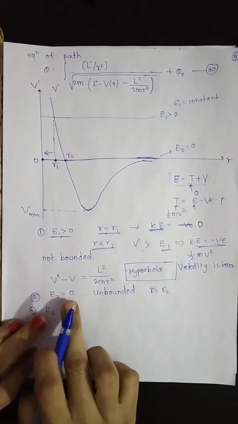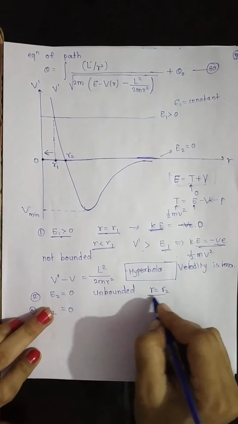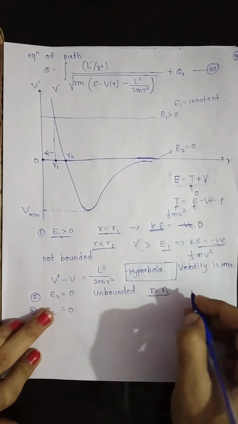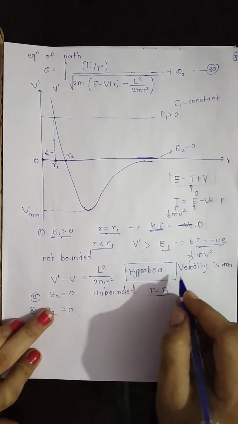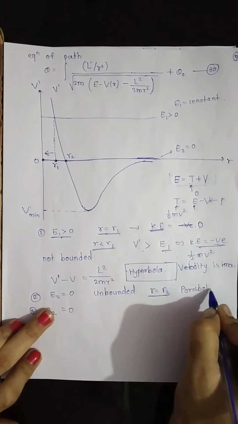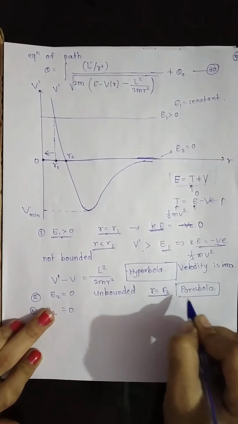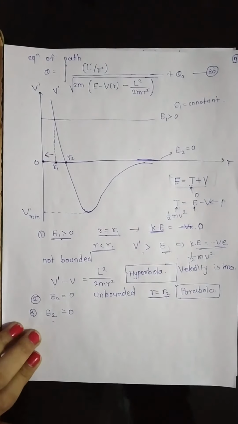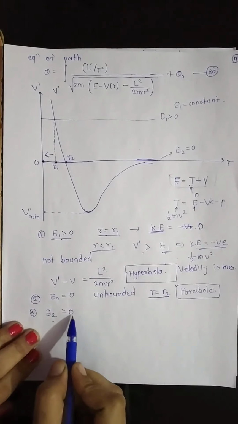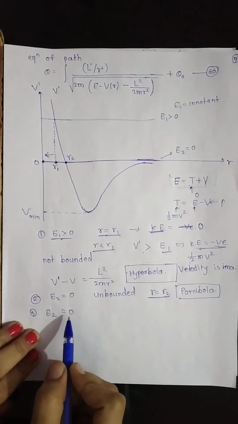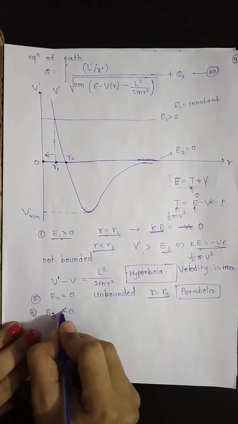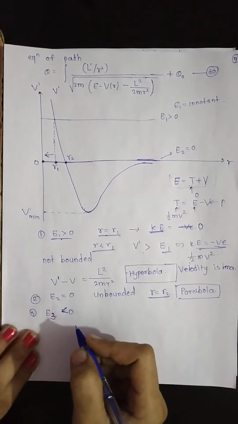So for this second case, we will have the path which is a little bit different than hyperbola, that is parabola, but these are unbounded orbits. So these are the paths for first and second case. Now move towards the third case. Our third case is E3, which is less than 0. This is our third case.